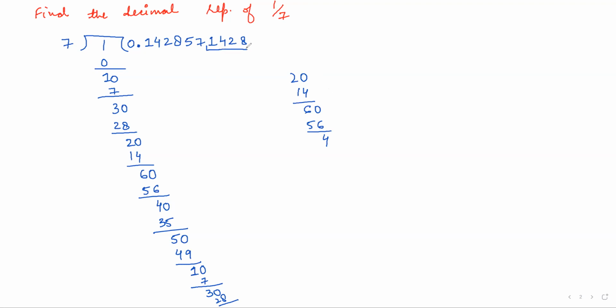Understood? So the pattern has started, and after this, the pattern is repeating itself. All right? So 1 by 7 can be written like this: 0.142857, and now this complete block is recurring. Understood? Yes. All the 6 digits are recurring here.